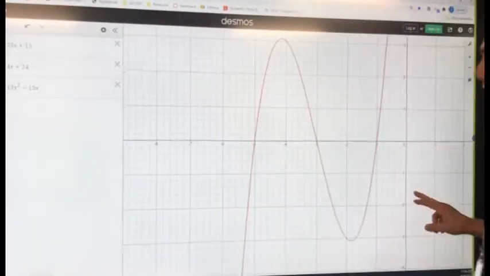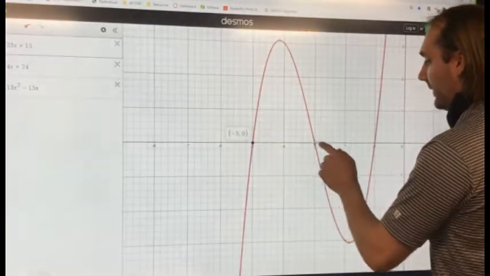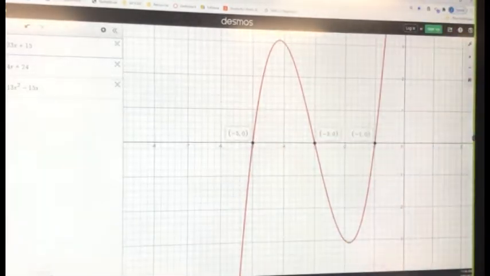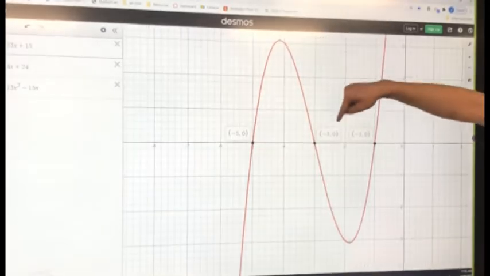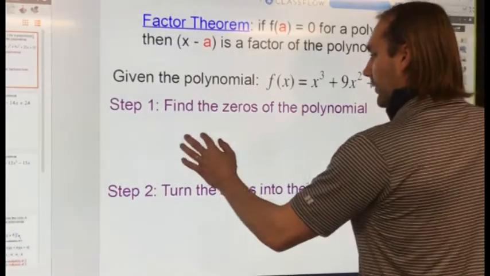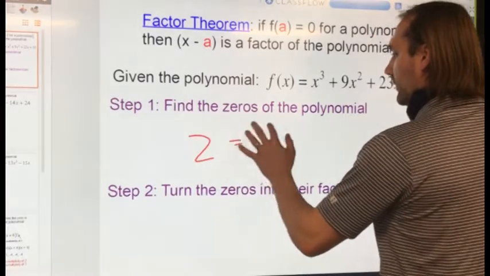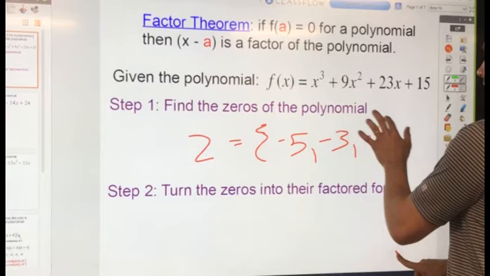Okay, so here is that graph. And you told me to look at the x-intercepts, like so. What are my zeros? -5, -3, and negative what? -1. So my zeros are -5, -3, and -1.